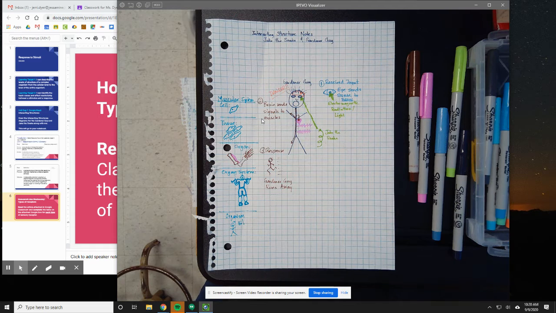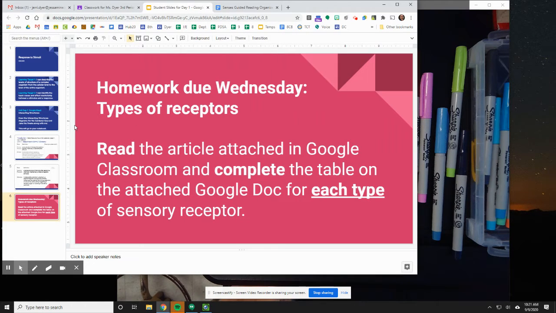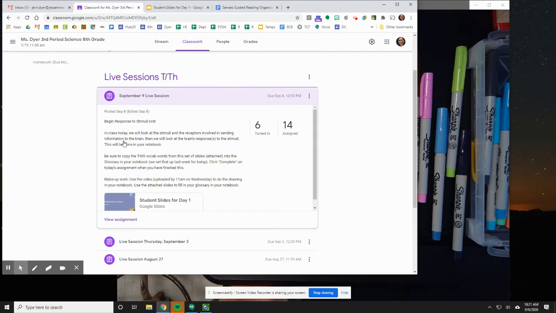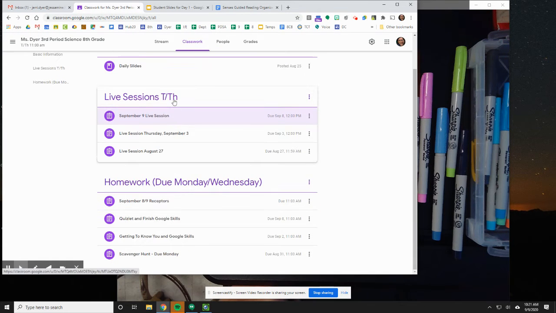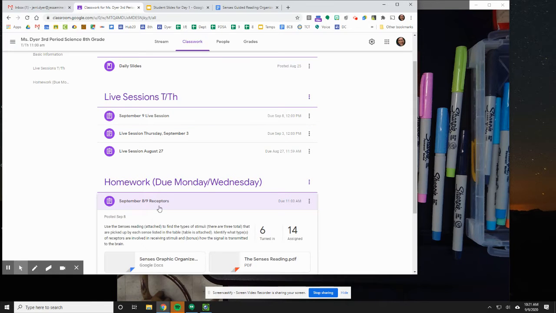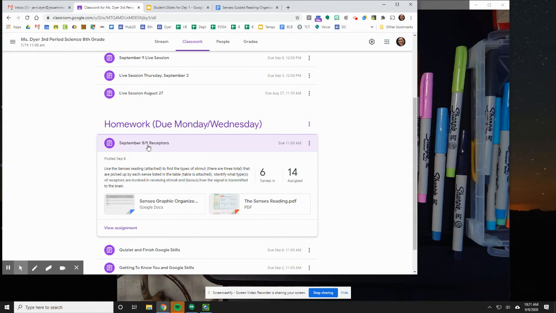This is on your second sheet of paper in your notebook. It is titled Interacting Structure Notes, and we're looking at Jake the Snake and Gardener Guy. We'll come back to this on Thursday, so please have this done before class on Thursday. Now, what I would like for you to do next is to go back over to your Google Classroom, and go to your homework section that says September 8th and 9th receptors. I think it's labeled differently in some different classes, so just click on that. But it's the September 8th or 9th homework.